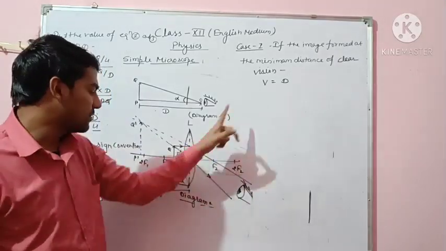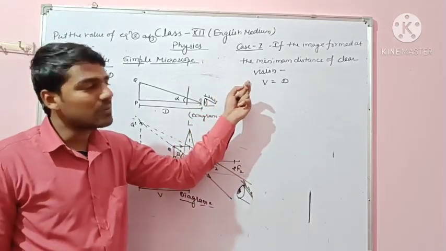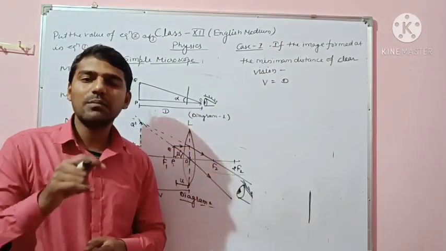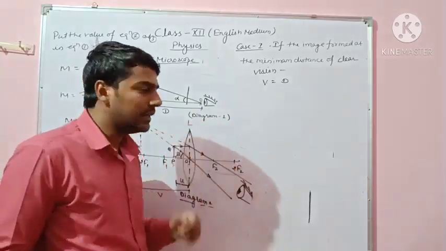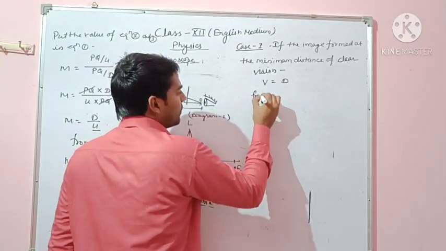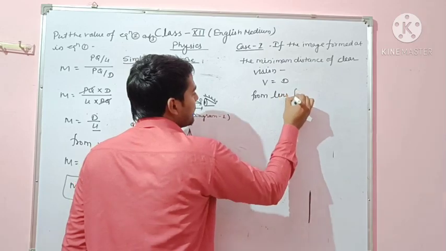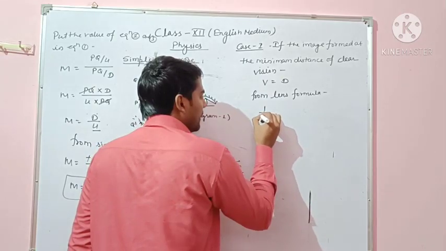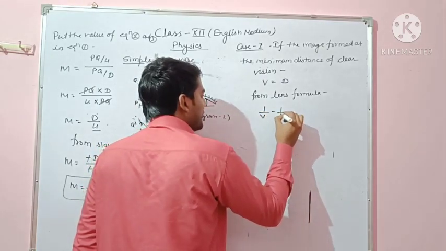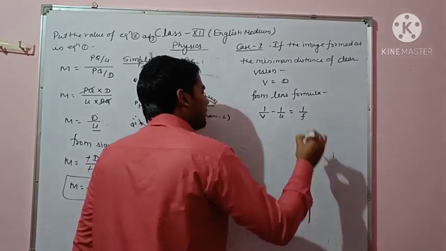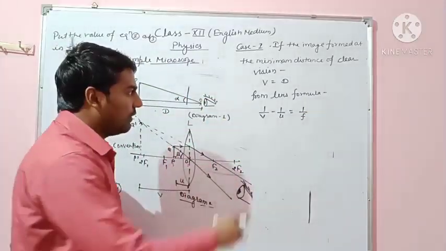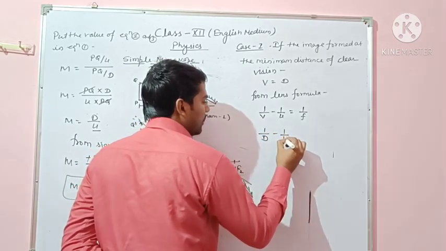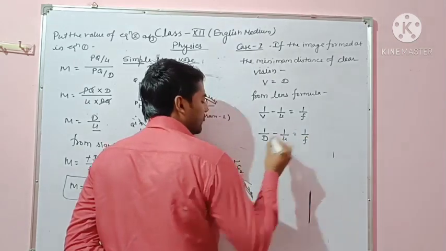Because we represent the image distance by v, and here the image is formed at the minimum distance of clear vision, which is represented by d, so v equals d. From the lens formula, what is the lens formula? 1 upon v minus 1 upon u equals 1 upon f. This is the lens formula. Here v equals d, so 1 upon d minus 1 upon u equals 1 upon f.